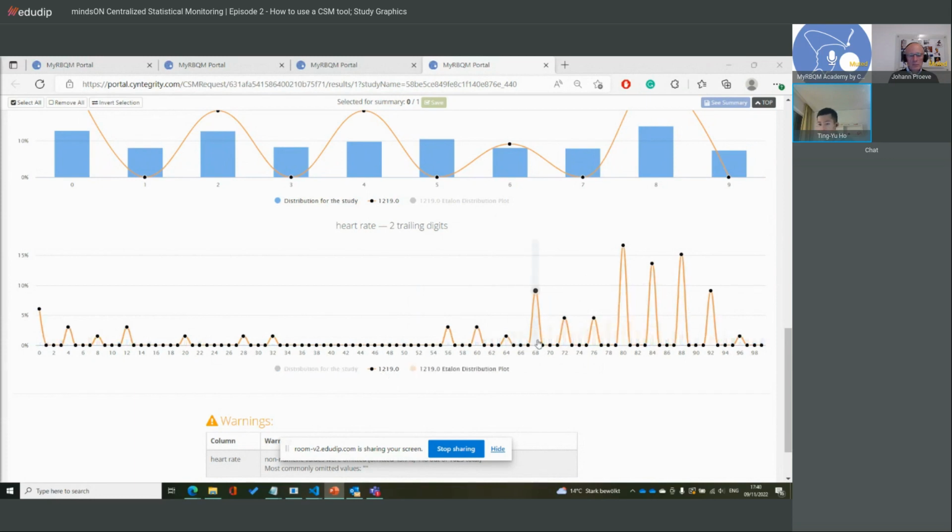As you might notice, there's a pattern in this orange curve already. All the last two-digit values from this site are multiples of 4. For example, right here is 68, and then the next one is 72, and then 76. So they are all multiples of 4.